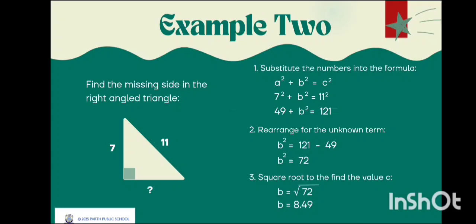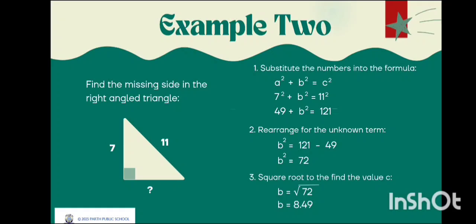In the second step, we will rearrange the unknown terms. B square will be 121 minus 49, that will give us 72. So b square will be 72. If we have to find the value of b, we will find the square root of 72. If we find the square root of 72, we will get 8.49. That will be the value of the base.